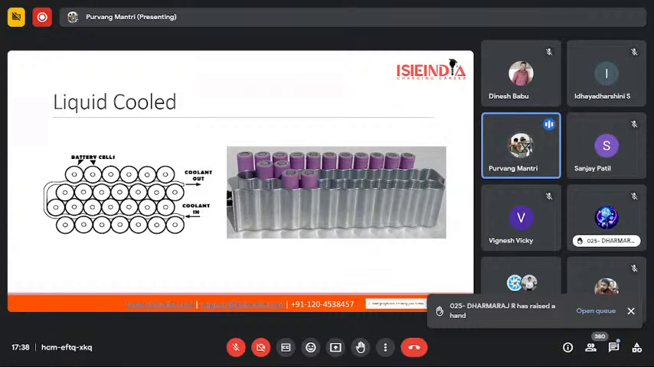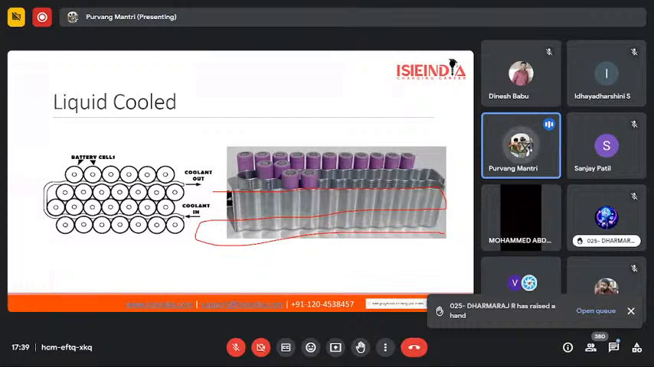And there is another method in which the bottom plate cooling method is used. In that case, the cooling channels would be provided at the bottom of the cell module, and it will absorb the heat from above it, and give it away through the heat exchangers.